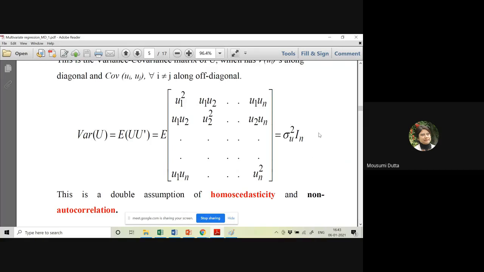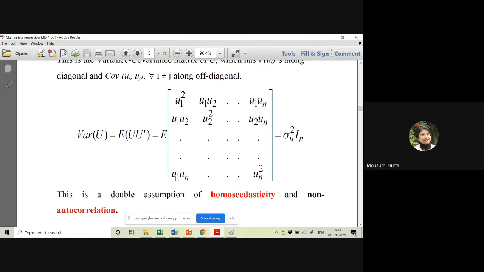How are we getting sigma square in? Ma'am, can you please repeat? Hello? Yes. Ma'am, can you please repeat homoscedasticity and non-autocorrelation? I didn't get that.